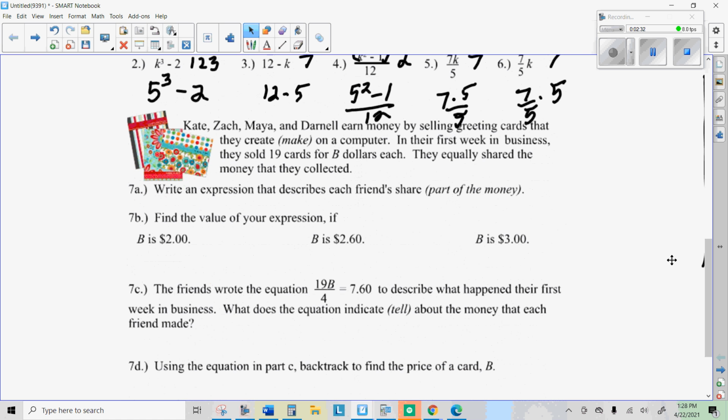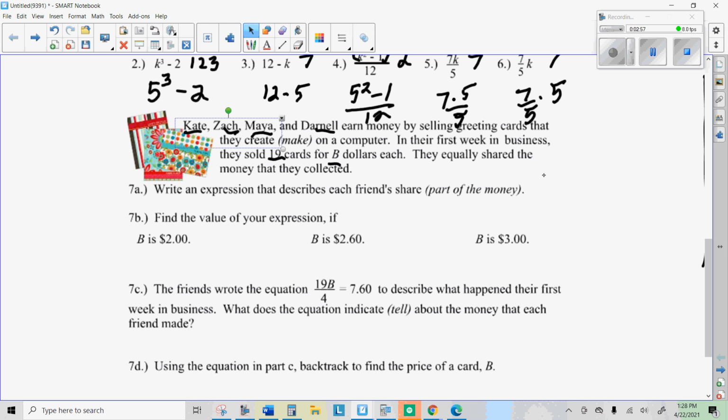That is true. So Kate, Zach, Maya, and Darnell, we saw them in the last problem, earn money by selling greeting cards that they create. In the first week of business, they sold 19 cards for $B each, equally shared in the money they collected. Write an expression that describes each friend's share part of the money.